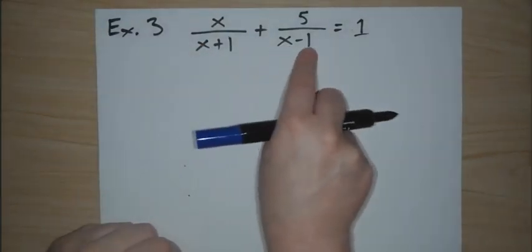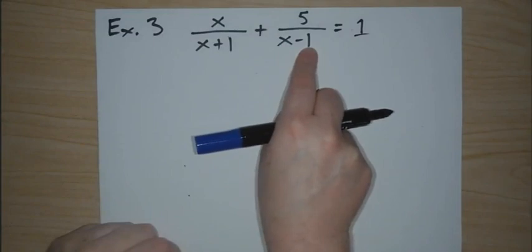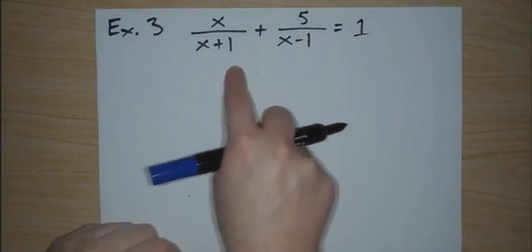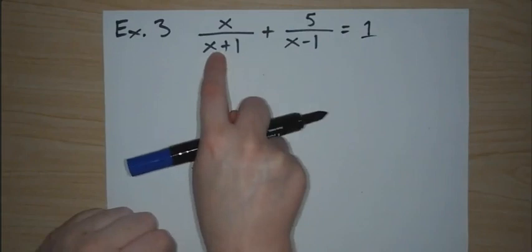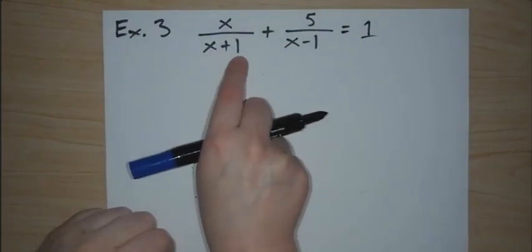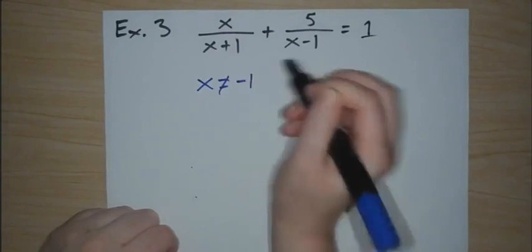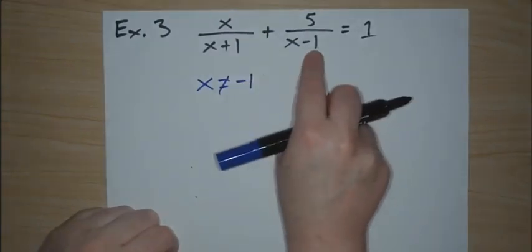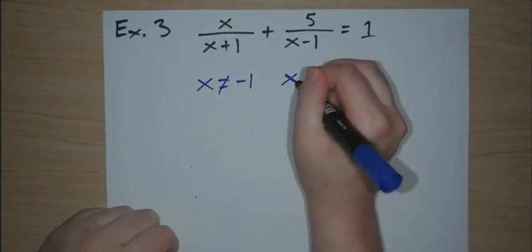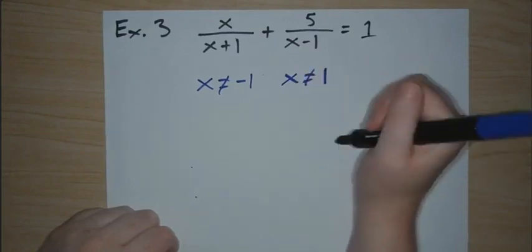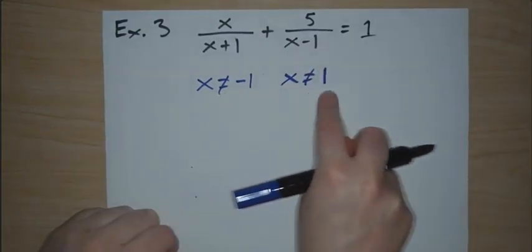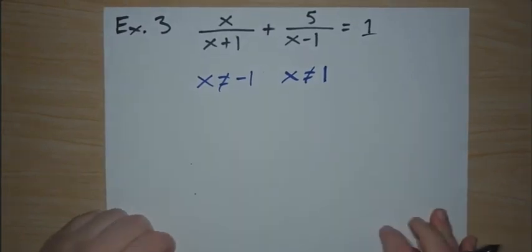So neither of these denominators are allowed to be equal to 0, or else each of these fractions would then be undefined. So if x plus 1 is going to be equal to 0, then we'd find that x cannot be negative 1. And if x minus 1 is equal to 0, then we find that x cannot be 1. So these are our domain restrictions of what x cannot be.